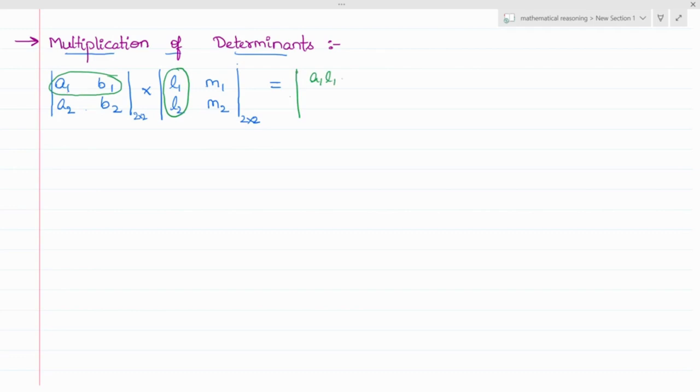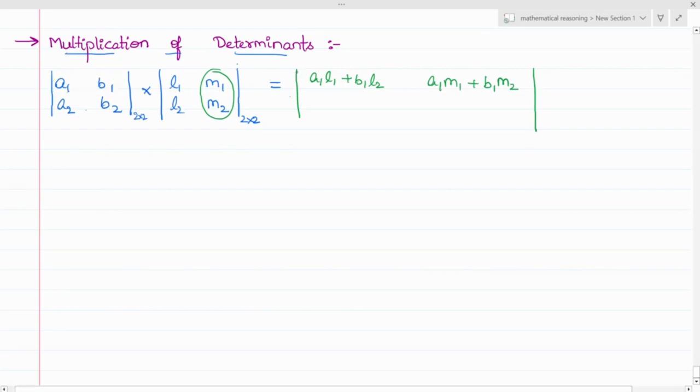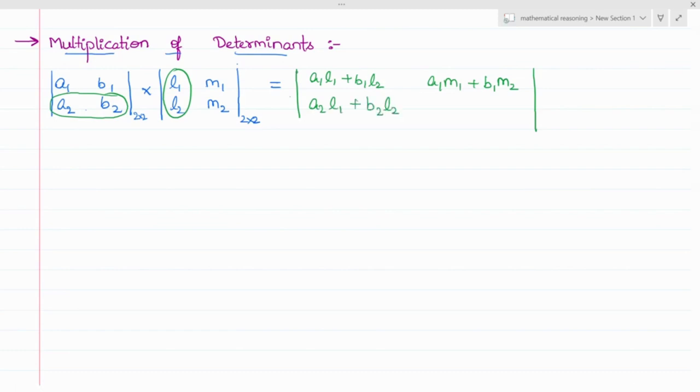That is A1 L1 plus B1 L2. Next, multiplying this first row with the second column, you'll get the A12 element, that is A1 M1 plus B1 M2. Next, multiplying the second row with the first column, you will get the A21 element, that is A2 L1 plus B2 L2. Next, multiplying second row with second column, you will get the A22 element, that is A2 M1 plus B2 M2. And this is also of order 2.